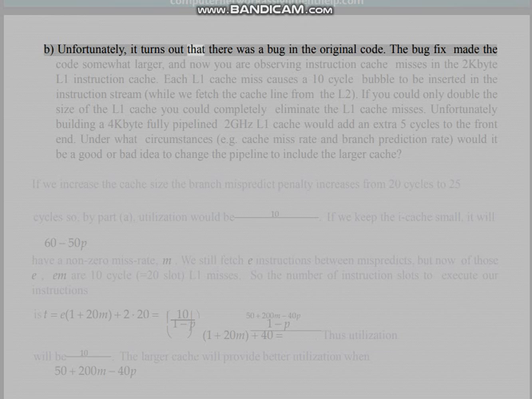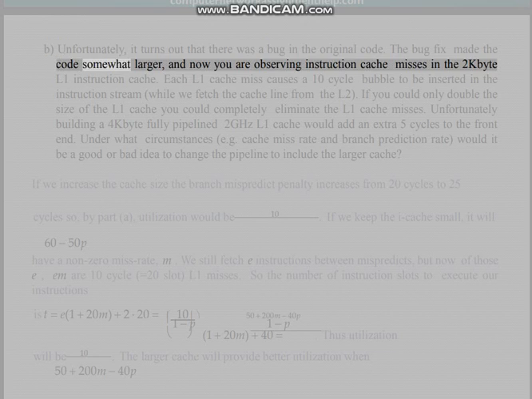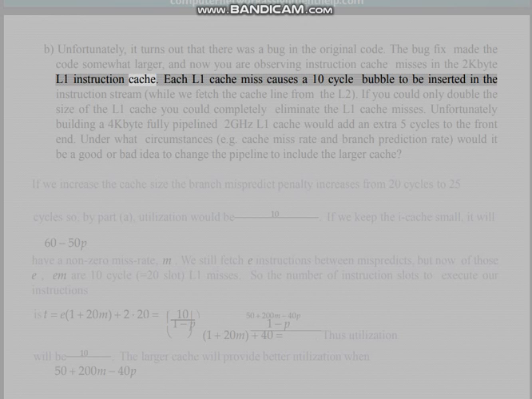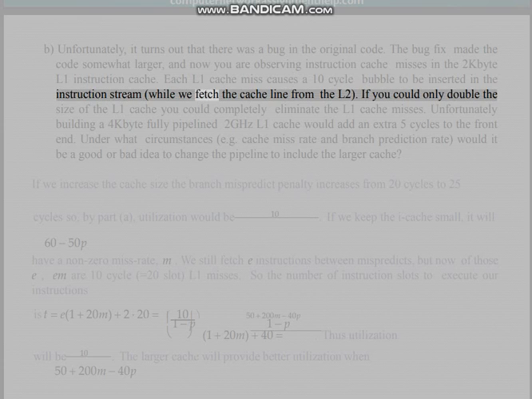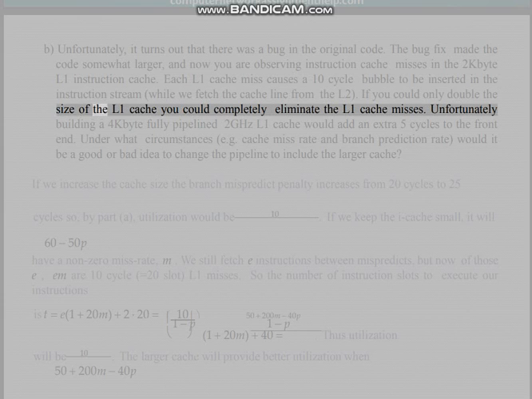B. Unfortunately, it turns out that there was a bug in the original code. The bug fix made the code somewhat larger, and now you are observing instruction cache misses in the 2 kilobyte L1 instruction cache. Each L1 cache miss causes a 10-cycle bubble to be inserted in the instruction stream, while we fetch the cache line from the L2. If you could only double the size of the L1 cache, you could completely eliminate the L1 cache misses.